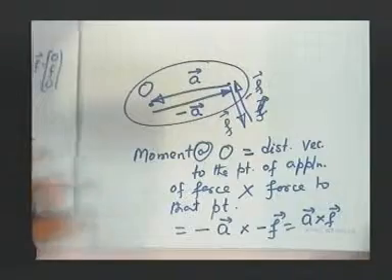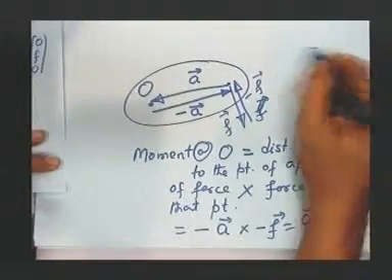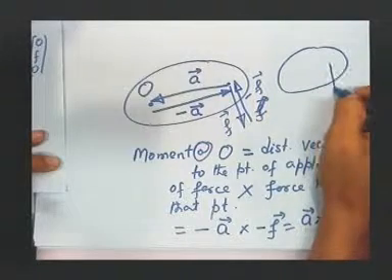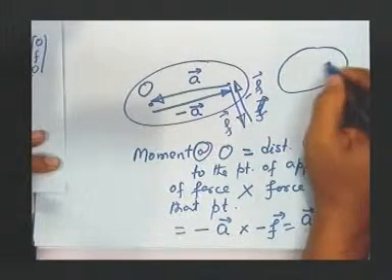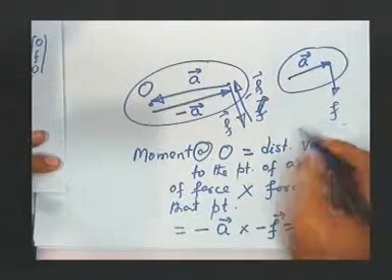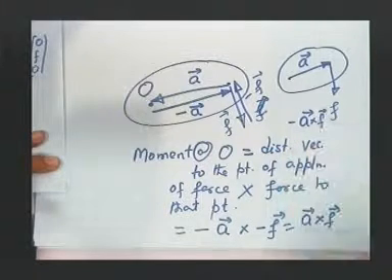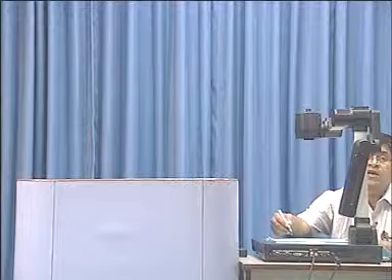Now another case, if I show you that now this is the force F and this is the vector A, the moment will be minus A cross F. So, please do not get confused when we do this kind of minus plus minus plus.